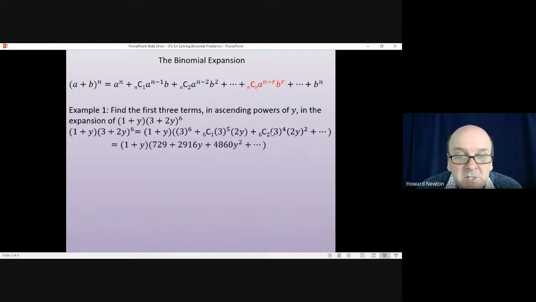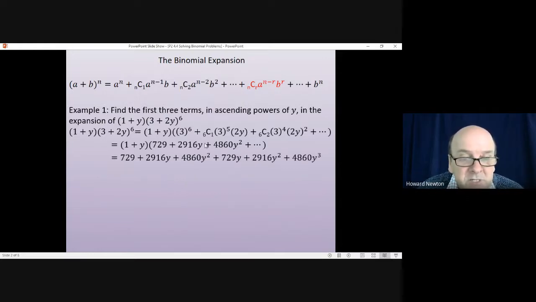Tidying these numbers up using the calculator, 3 to the power of 6 is 729. 6C1 times 3 to the 5 times 2 is equal to that, and 6C2 times 3 to the 4 times 2 squared is 4,860. Now we're going to multiply those two brackets together. 1 times each of those three things will give me the first three terms. y times each of those three things will give me the second three terms. There are extra terms, but as I say, we're not going to need them in the answer because we only need the first three terms for the final answer.